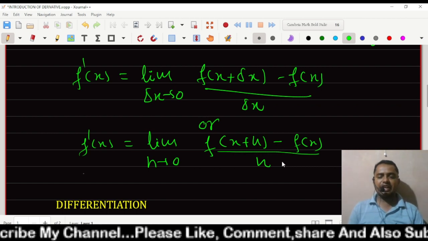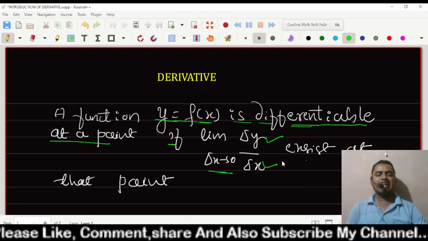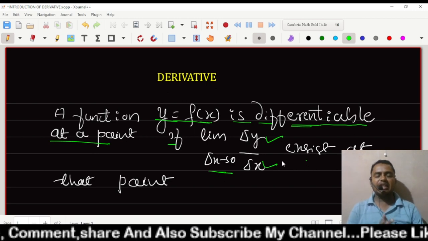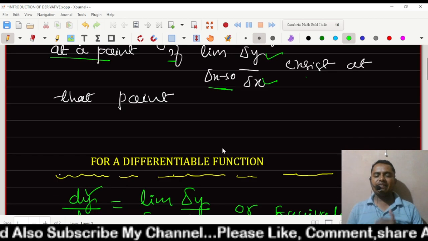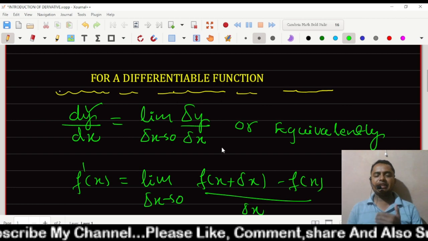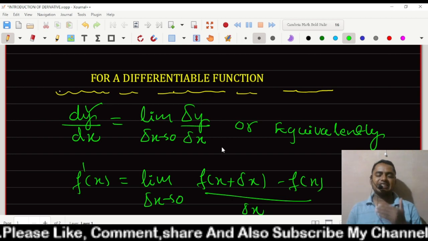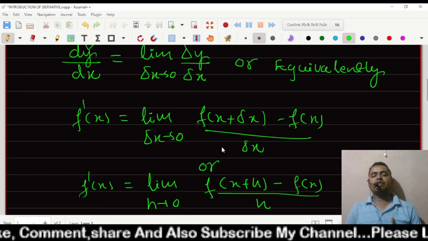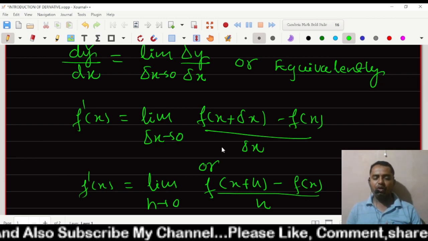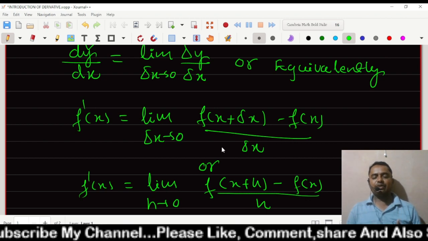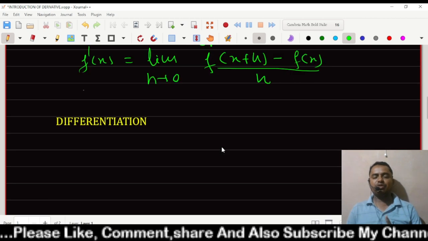So this is the concept of derivative. Once again, try to understand the meaning of derivative. A function y is equal to f of x is differentiable at a point if the limit of delta y by delta x as delta x tends to 0 exists at that point. For a differentiable function, dy by dx is equal to the limit of delta y by delta x as delta x tends to 0, or equivalently f dash x is equal to the limit of f of x plus delta x minus f of x divided by delta x as delta x tends to 0, or f dash x is equal to the limit of f of x plus h minus f of x divided by h as h tends to 0.